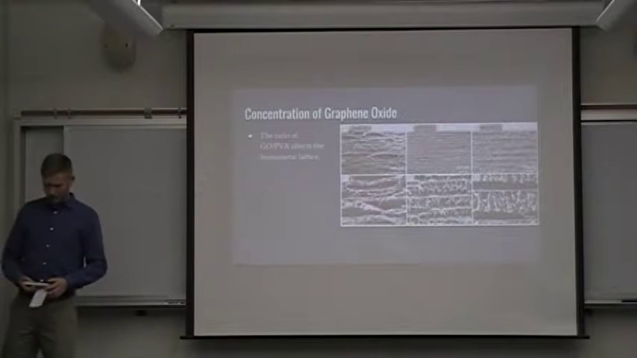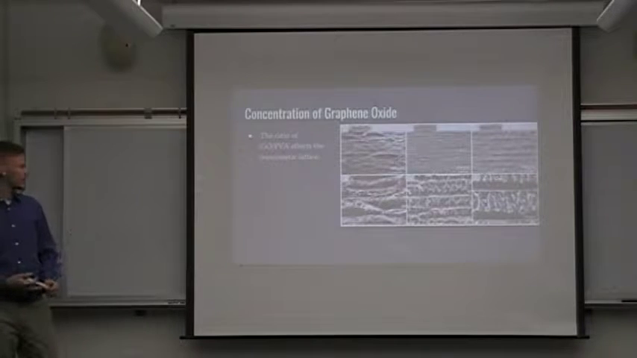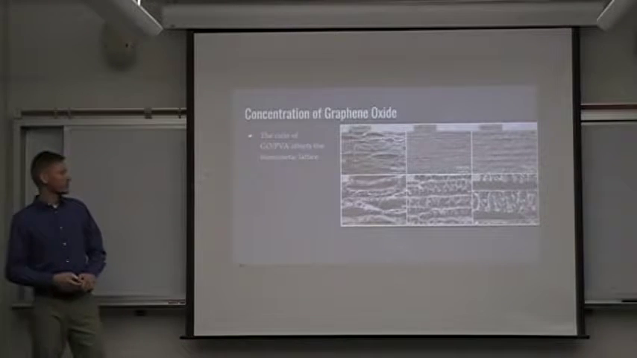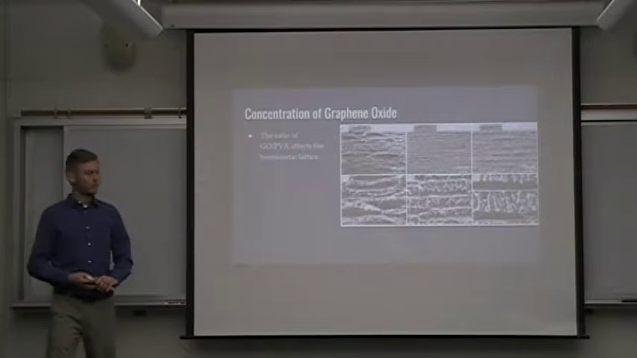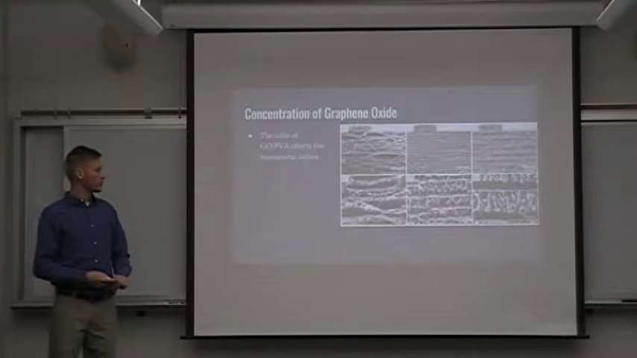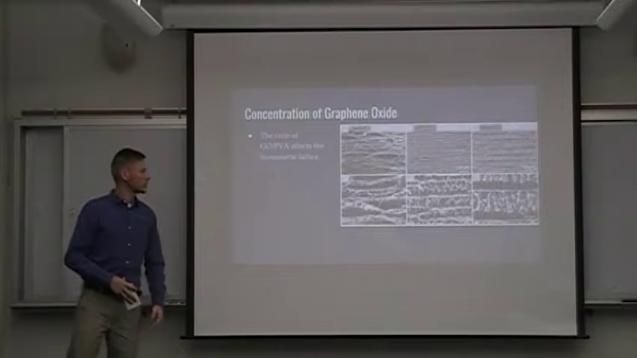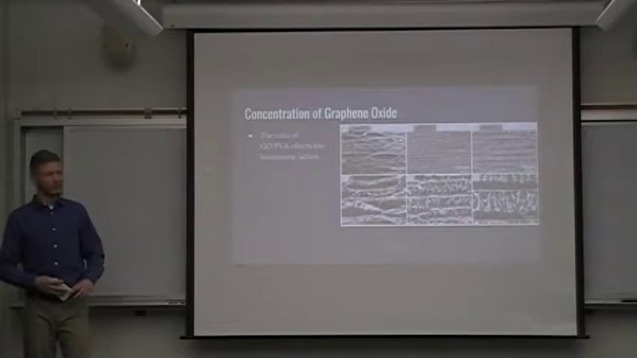So first we'll talk about the concentration of the graphene oxide. As you notice here, it is starting off with 0 graphene and 10 milliliters per milligram of PVA, and then it goes across to 5 to 10 to a 1-to-1 ratio.